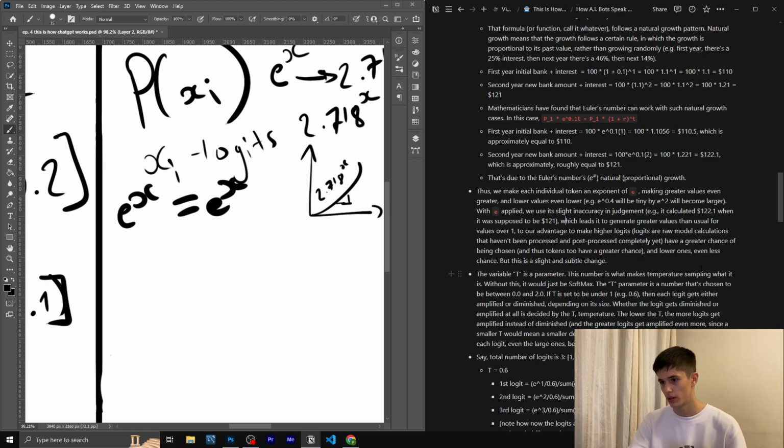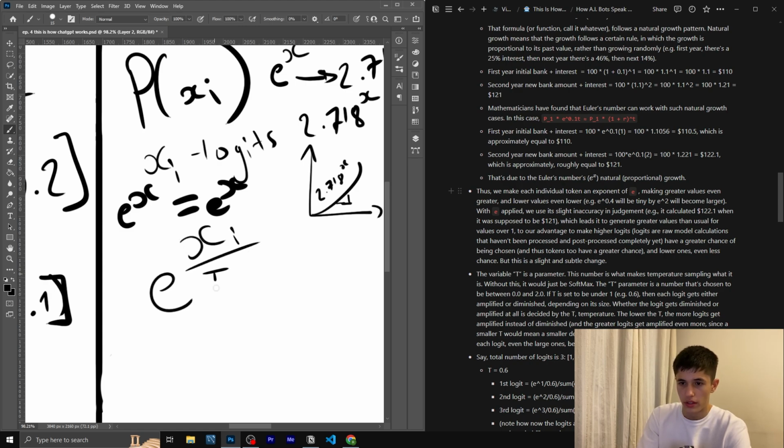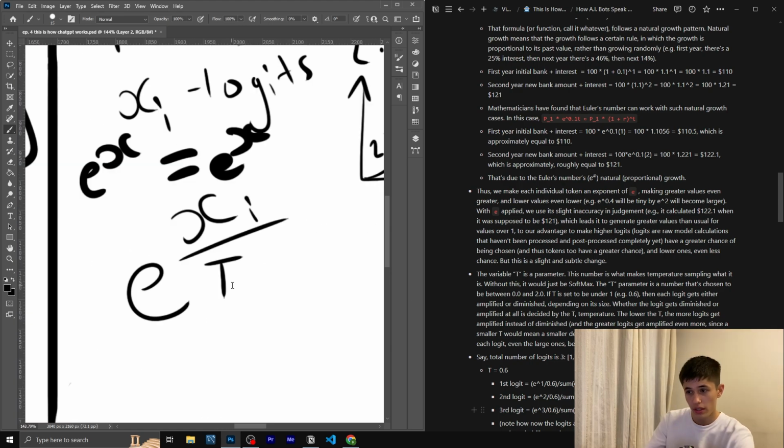We'll break that down over here with the pie charts. But anyway, we have the variable t, which is a parameter. So you have e to the power of xi divided by t. The t is there to cause even more of a diminishment or flattening effect.